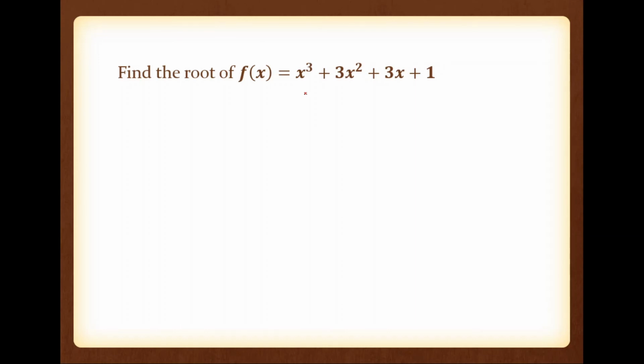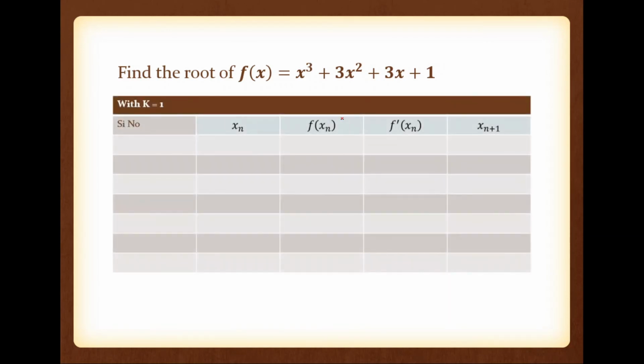Okay. So first, using k equal to 1, note this tabular column. Here we already have f(x). Now we require f'(x). So what is f'(x)? f'(x) is equal to 3x^2 + 6x + 3. So that is f'(x). Now take the initial condition x_n equal to minus 2.